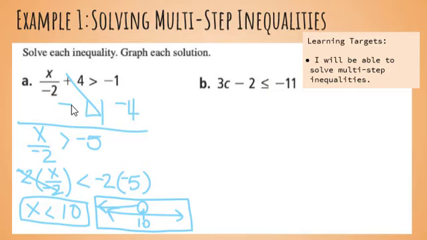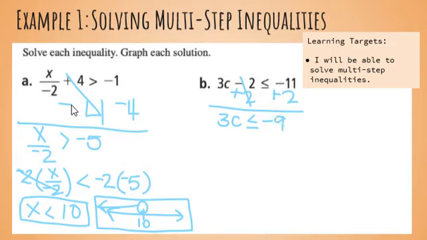For the next one, we have 3c minus 2 is less than or equal to -11. So again, we're going to start by undoing the addition or subtraction first. So here we're going to add our 2 to both sides. So we have 3c, this cancels, bring down our inequality. -11 plus 2 gives us -9.